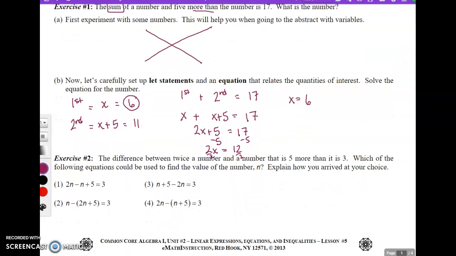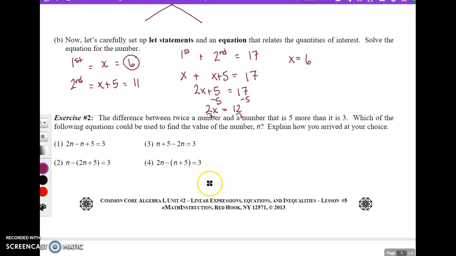All right, let's take a look at the second problem. The difference between twice a number and a number that is 5 more than it is 3. Which of the following equations could be used to find the value of the number n? All right, so this time they're using n instead of x, so we've got to keep that in mind. Now the difference means we do what? It means we subtract. So we're going to subtract something. The first thing we're going to subtract is twice a number. So if n is my number, twice a number would be 2n.